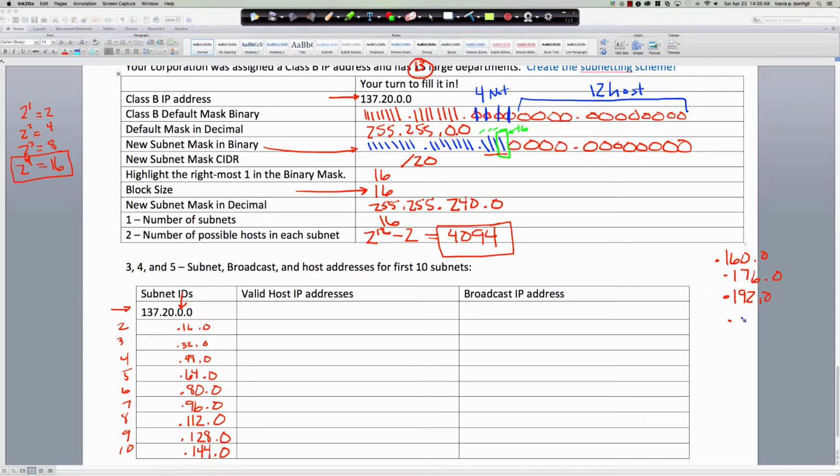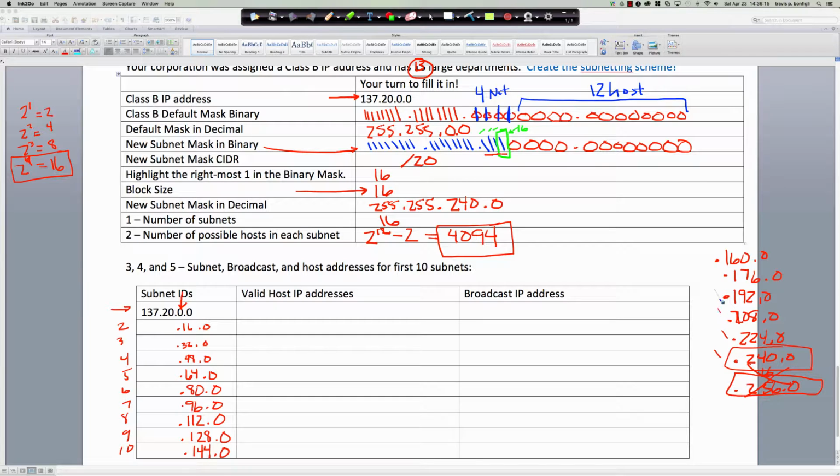.192.0, .208.0, .224.0, .240.0, and that's it. Because if I added 16, we'd have .256.0. We know that we can't have 256. So we end right here. That's our last subnet.